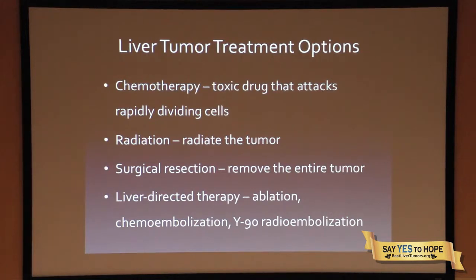Then you have the other options, when there are too many lesions to just take out, when there are multiple spots in the liver, as some people say. Then you could do what we do in interventional radiology, which is these liver-directed therapies, or what's called locoregional therapies. So these things called ablation, chemoembolization, and Y90 are the words you're going to hear. I'm just going to explain those in just a second here.